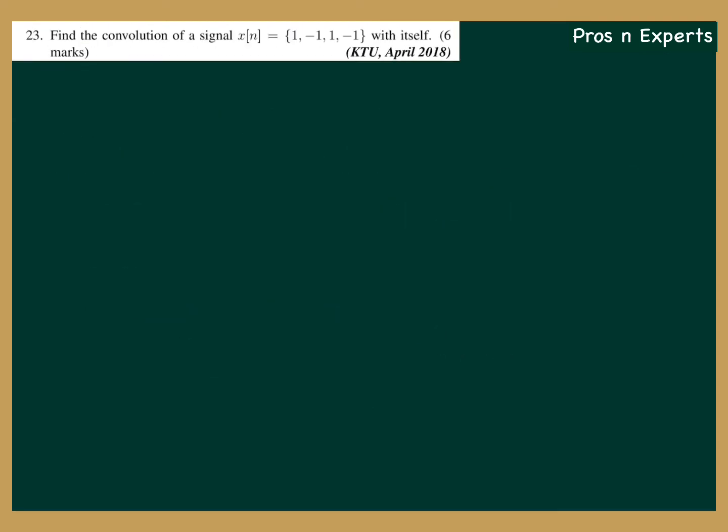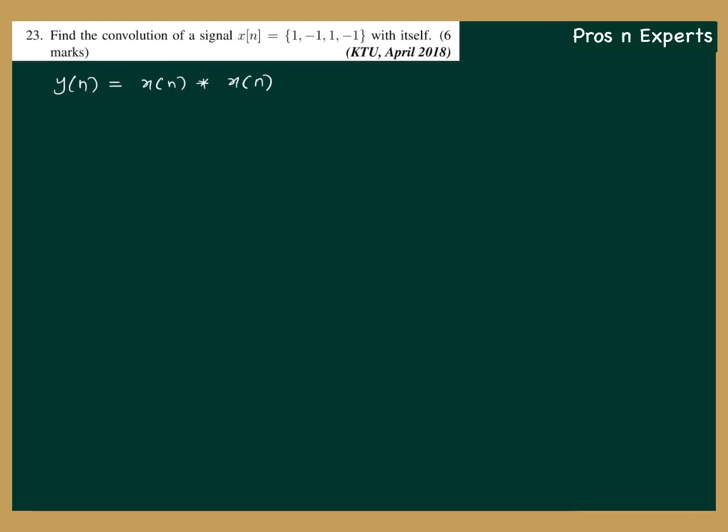Let's see the next question. Find the convolution of a signal x of n equal to 1, minus 1, 1, minus 1 with itself. So the question is to find y of n equal to x of n convolution x of n. You can do it either in a graphical method or in tabular column method. It's only a 6 marks question, so I think the questioner will be intending the tabular method. So I am also going for the tabular method. If you want, you can verify the answer in the graphical method also.